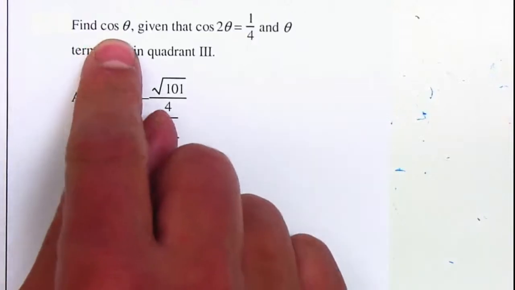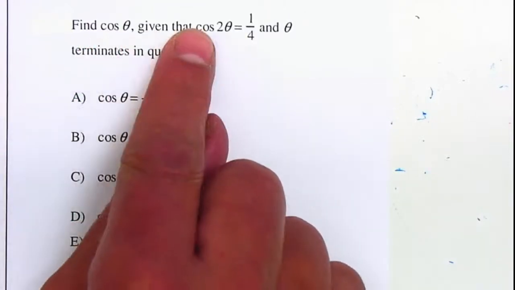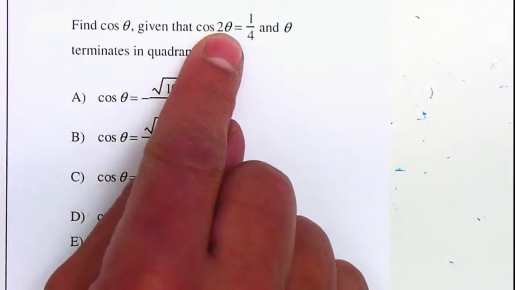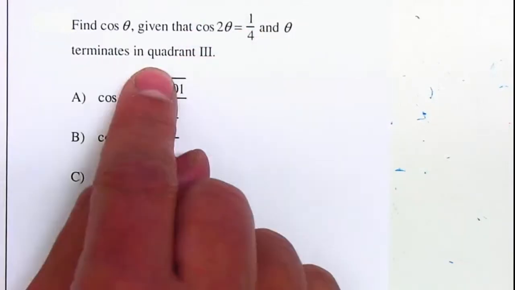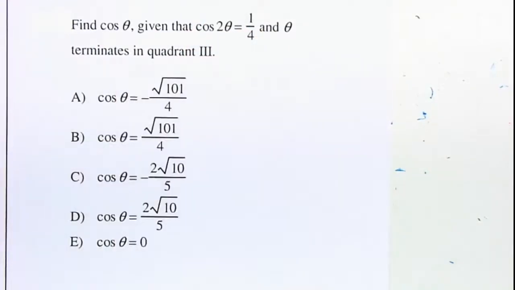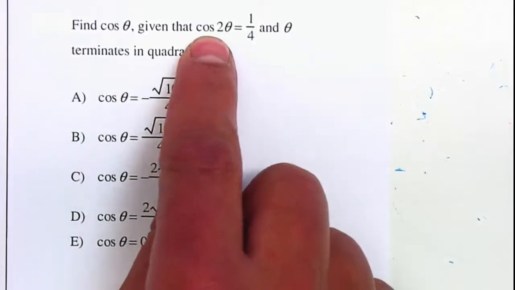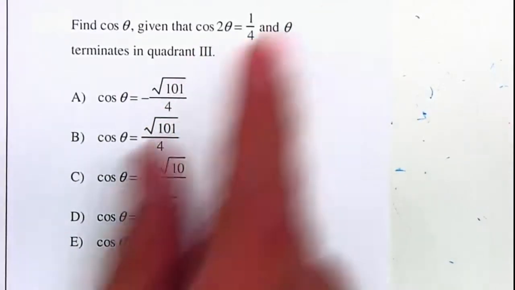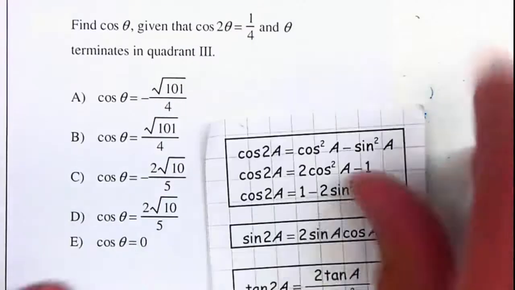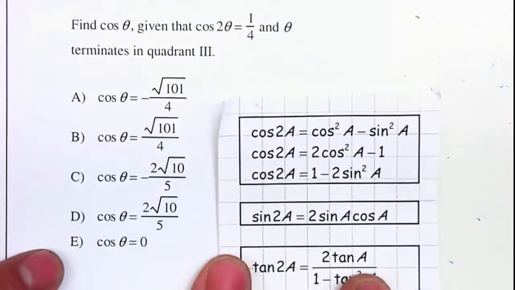I need to be able to find cosine given the cosine of 2 times the angle is equal to 1/4 and the angle terminates on quadrant number 3. Since they are giving me that the cosine of 2 theta is 1/4, I need to be able to use my double identities.